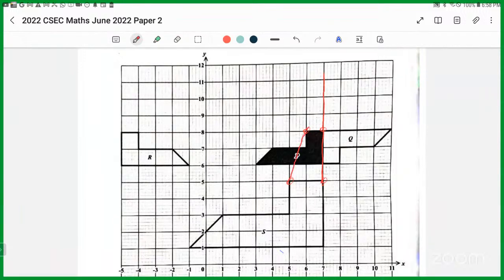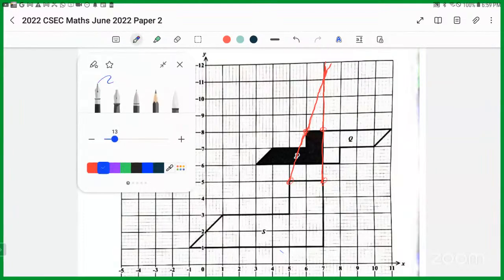Let's extend it back. All right, and I'm going to check. It moves further up here. When you use the ruler, get it precise, right? Get precise.